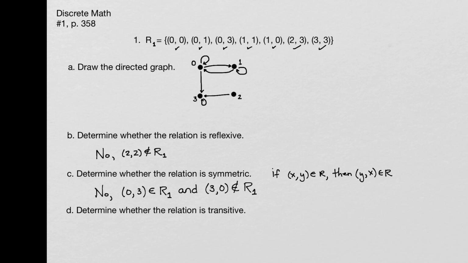So again, my answer is no, because we have 1 going to 0 and 0 going to 3. So those are both elements of R1, but 1, 3 is not an element of R1. So that is our answer for that problem.